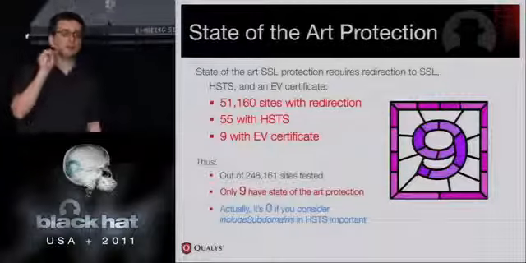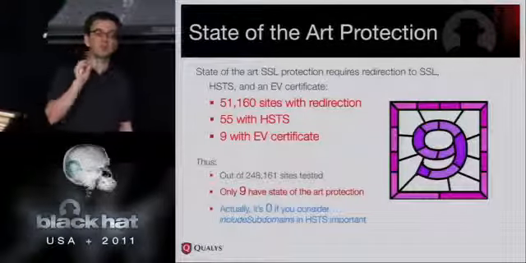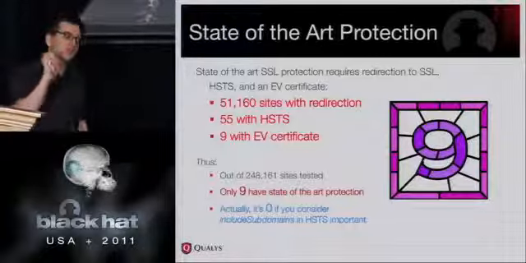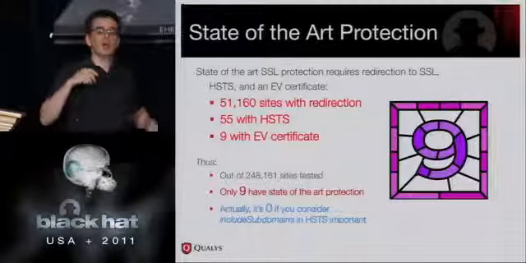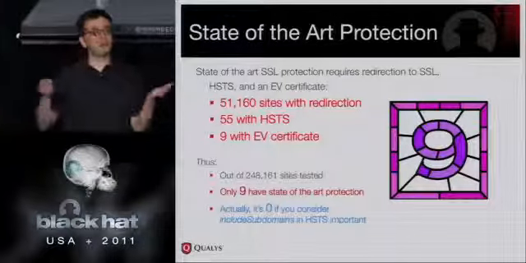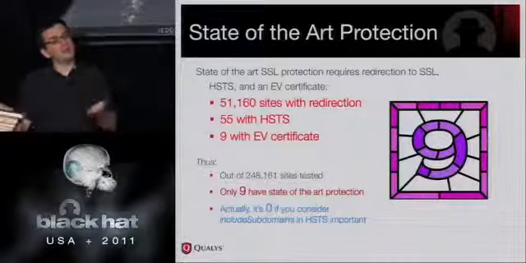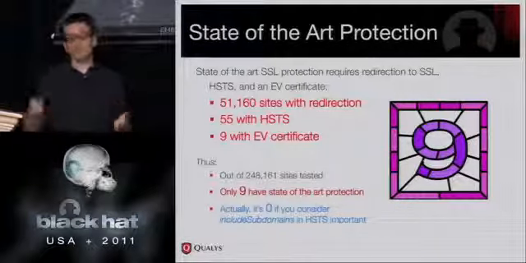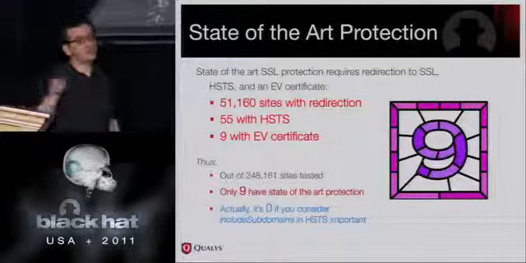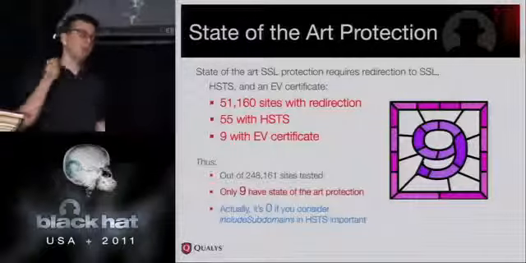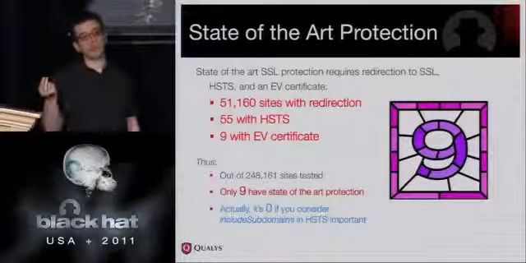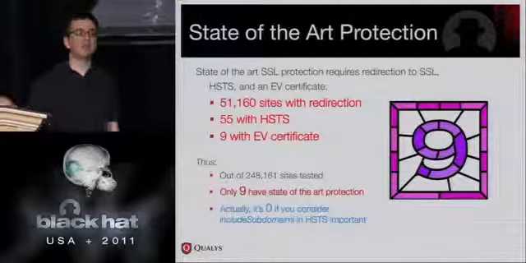There's one feature in strict transport security that forces SSL protection on all subdomains for a domain name, and none of the 9 sites actually use that feature. So even these 9 sites for which we can say they are secure, they're vulnerable to cookie injection, which you can do from a different subdomain, for example.